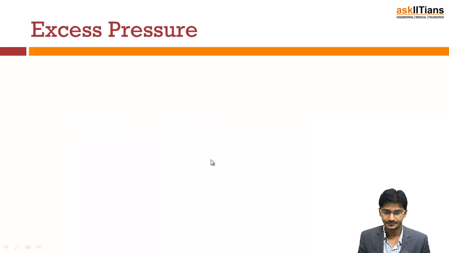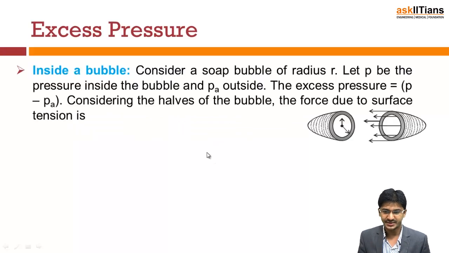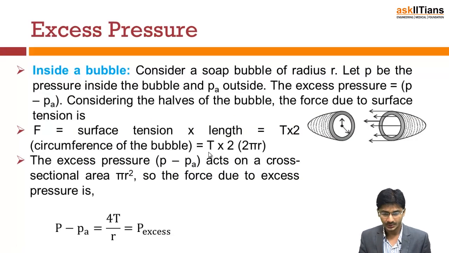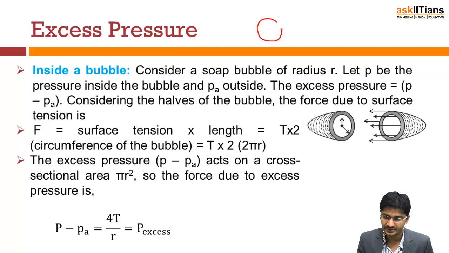Now let us see what exactly is this excess pressure. Consider a soap bubble of radius r. Let's see what is the excess pressure within a soap bubble, and then we'll generalize it. Consider this is a soap bubble. If you have seen a soap bubble, what is that?